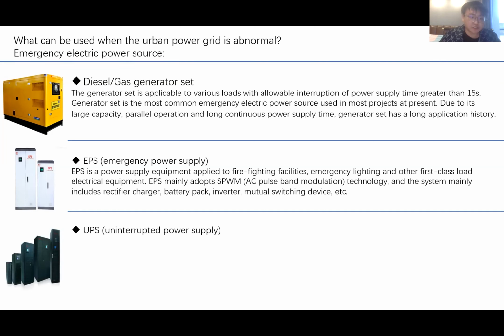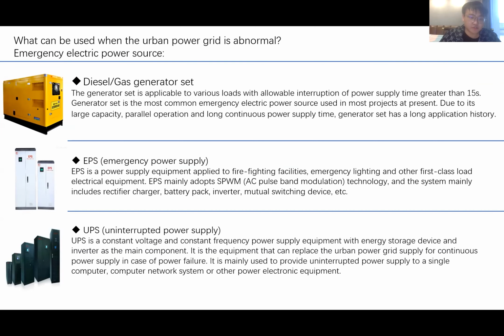The third is a UPS, uninterrupted power supply. UPS is a constant voltage and constant frequency power supply equipment with energy storage device and inverter as the main component. It's the equipment that can replace the urban power grid supply for continuous power supply in case of power failure. It is mainly used to provide uninterrupted power supply to a single computer network system, or other power electronic equipment.